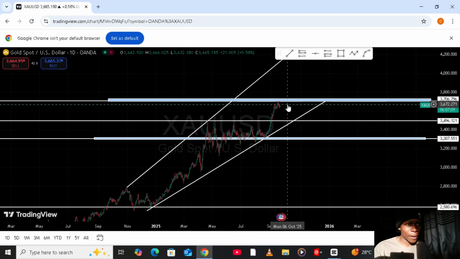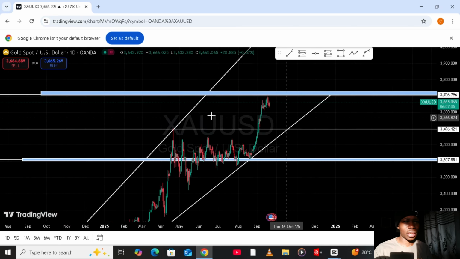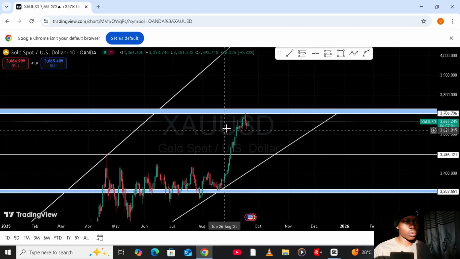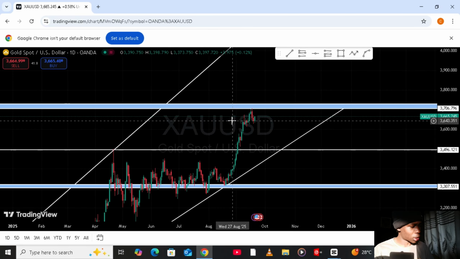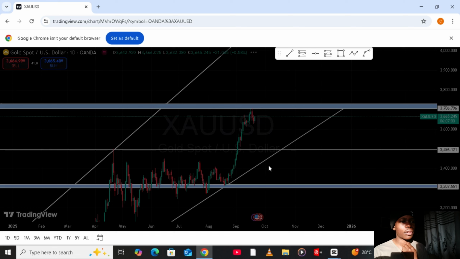So right now we're at the top, right? And we always sell on a resistance. We don't buy. Let's go down to our 4-hour time frame.